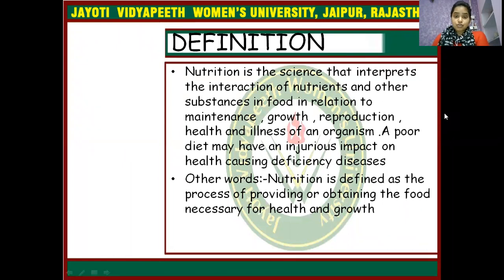So start with, first is nutrition. Nutrition is the science that interprets the interaction of nutrients and other substances in food in relation to maintenance, growth, reproduction, health, and illness of an organism. A poor diet may have an injurious impact on health, causing deficiency disease. In other words, nutrition is defined as the process of providing or obtaining the food necessary for health and growth. So, nutrition is very important and it is necessary for health and growth.